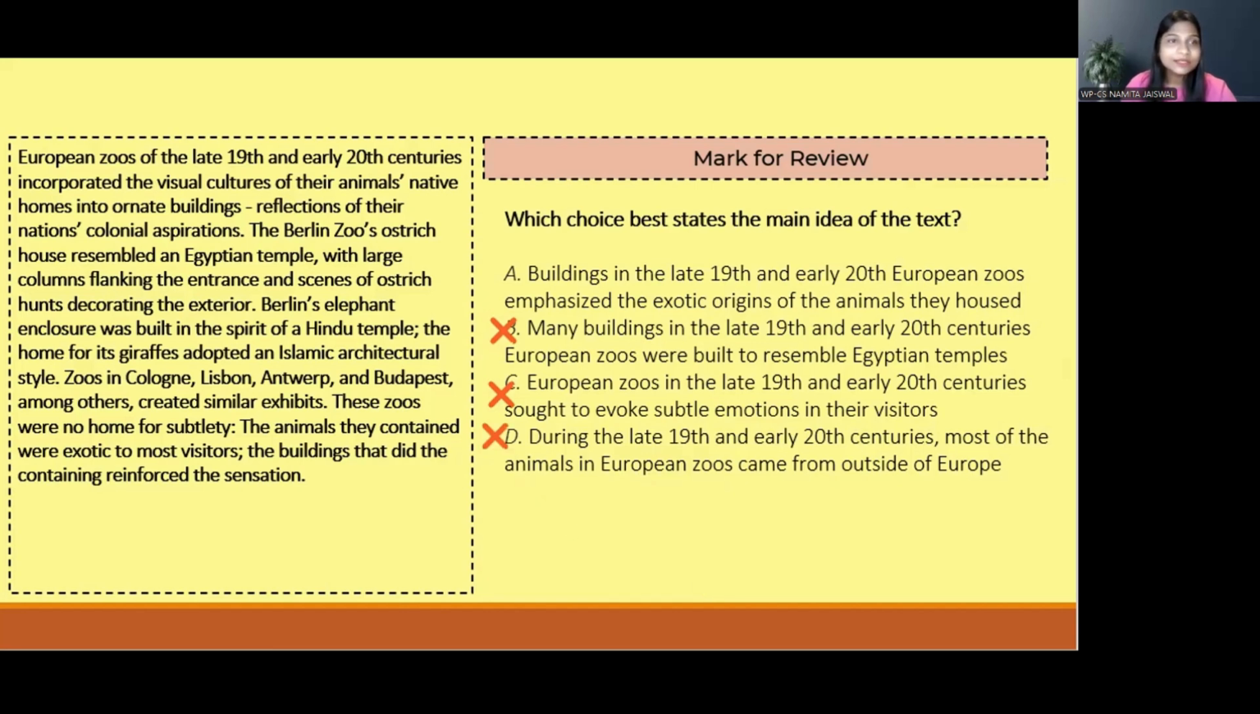Now, the correct answer here is A, because it captures both the purpose and impact of the architectural designs in these zoos. So this is how you have to solve. Read the instruction because we have already discussed that this is the main idea of the text. Okay, go to the paragraph, read the paragraph, summarize the paragraph in your own words, then go to the options one by one, check all the options to get the right one. Is it clear, guys? Amazing.